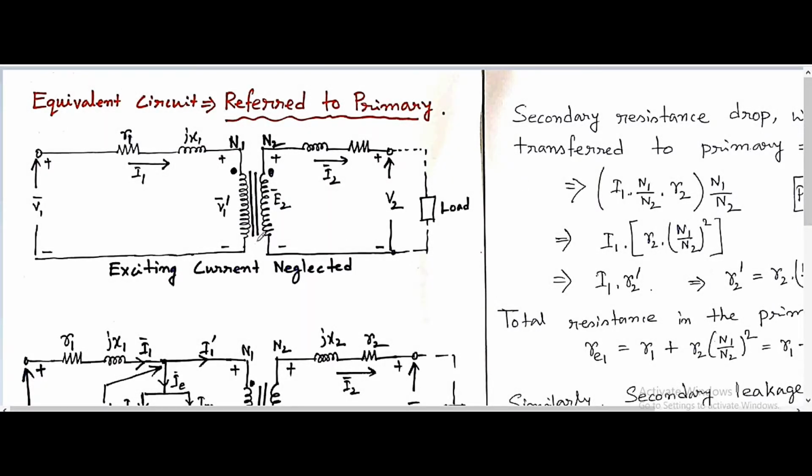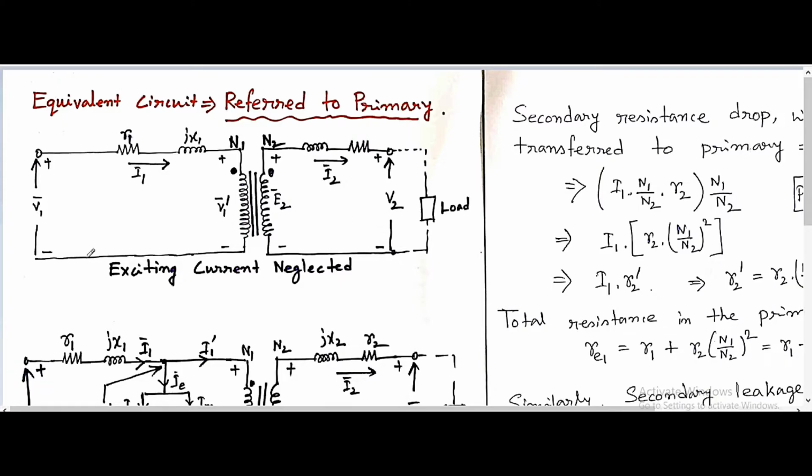In this lecture video, our discussion point will be equivalent circuit parameters referred to the primary or referred to the secondary. During analysis of a transformer, it is usual to transfer the secondary parameters to the primary, or primary parameters to the secondary, for simplification of the analysis process.